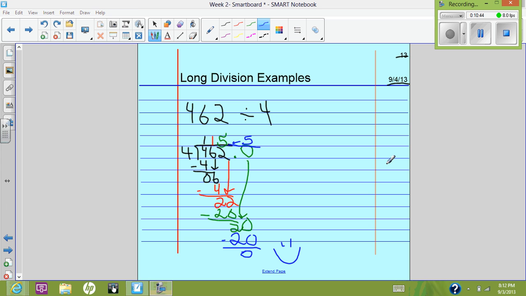All right, guys, on this problem, I went ahead and did each step, each time I cycled through divide, multiply, subtract, bring down, in a different color. So the first time I did divide, multiply, subtract, bring down is in the black. And then I had to do it again in the red. And I had to do it again in the green. And I had to do it again in the blue.